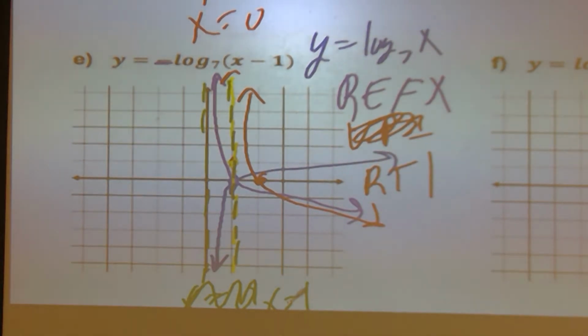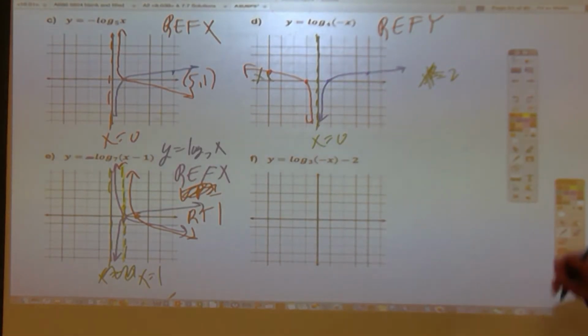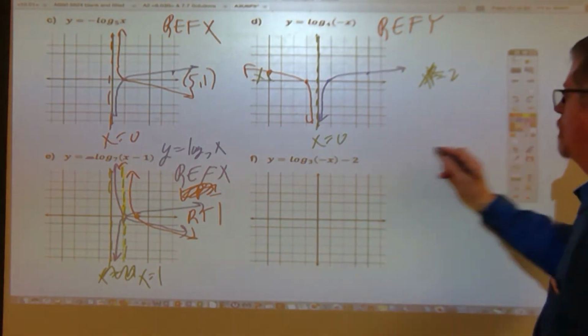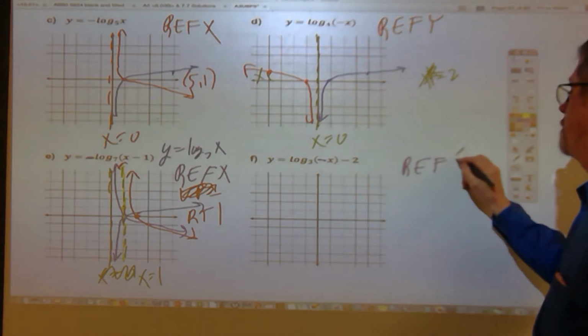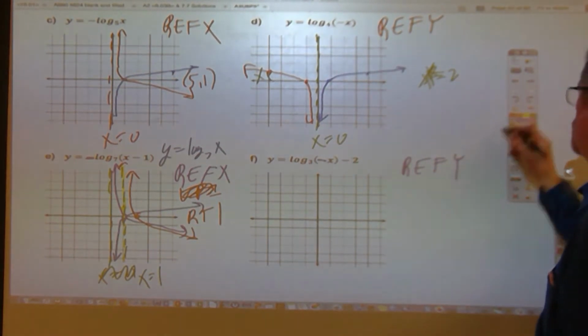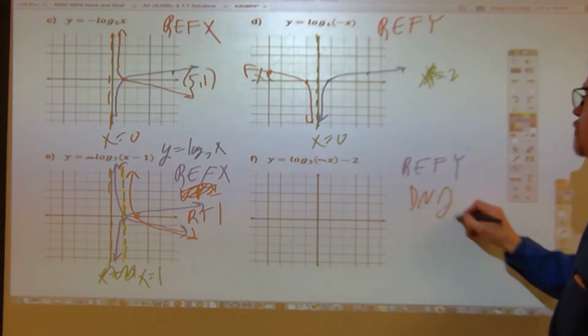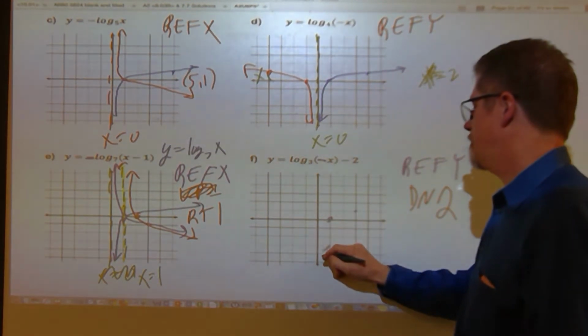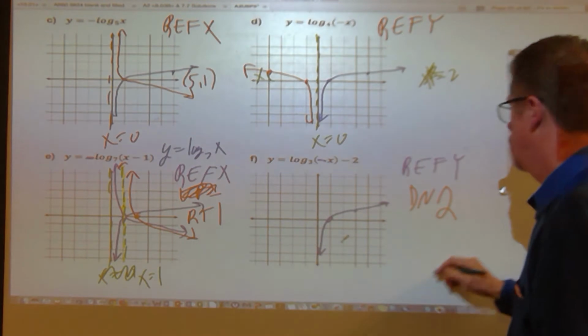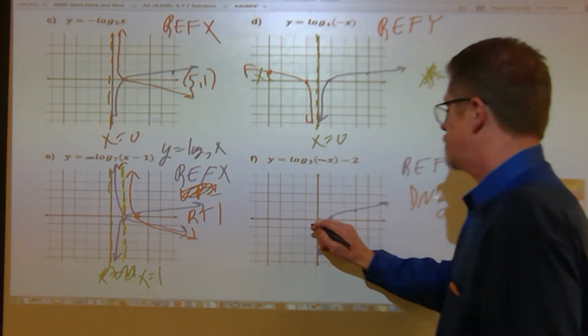Okay, so for the sake of complete notes, let's get this last one. The negative sign here is by the x, so we reflect over y. And then we're going to go down to, try it on your own, then check your answer with mine. It's a log base 3 parent graph. Reflect over y.